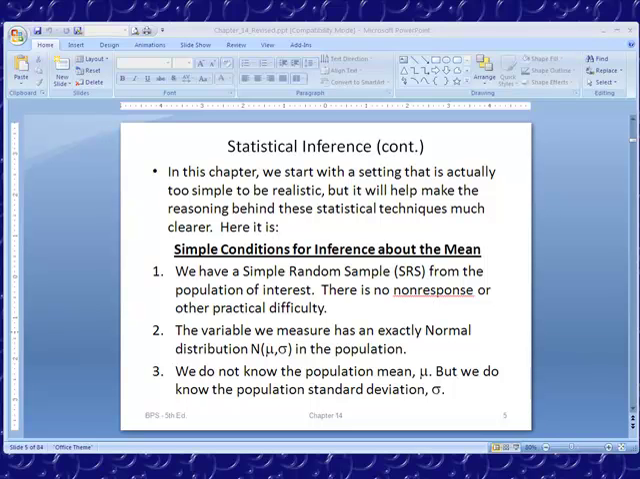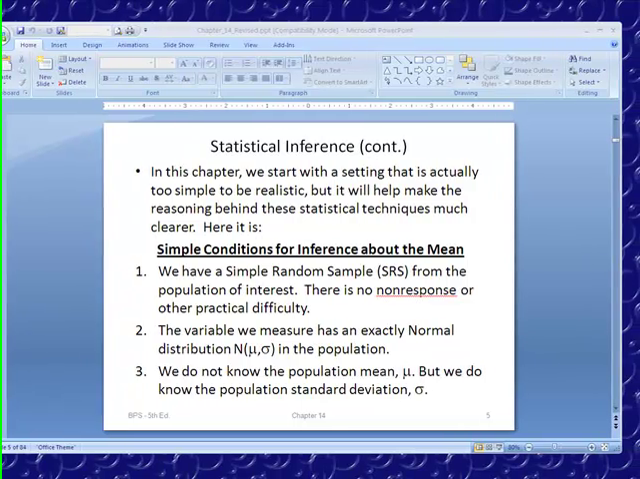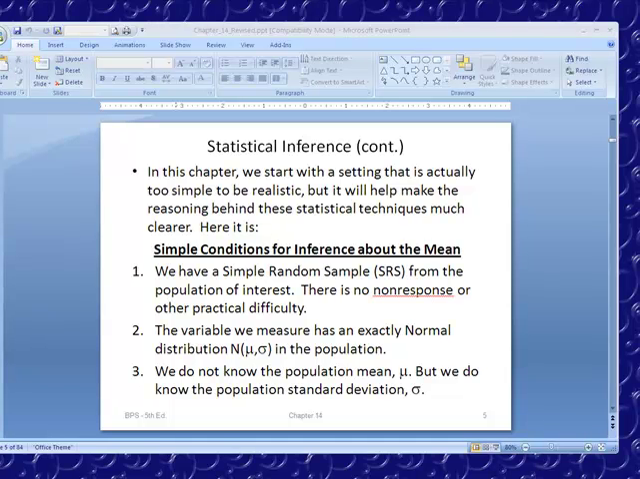Here it is. Number one, we have a simple random sample from a population of interest. There is no non-response or other practical difficulty. Number two, the variable we measure has an exact normal distribution in the population. And the third thing is, although we don't know what the mean is, we know what the population standard deviation is. These are the assumptions we are going to make in this chapter.